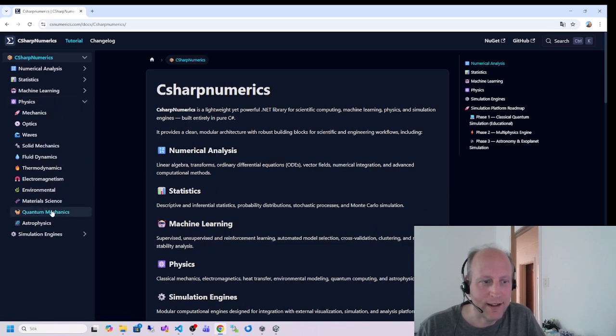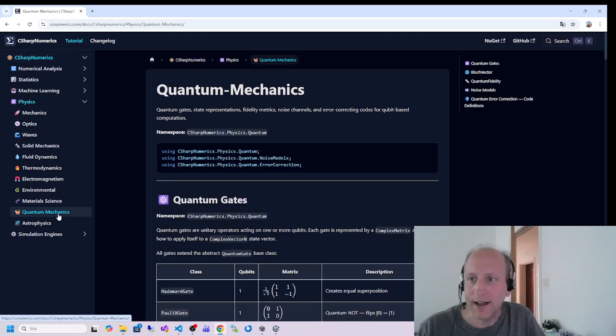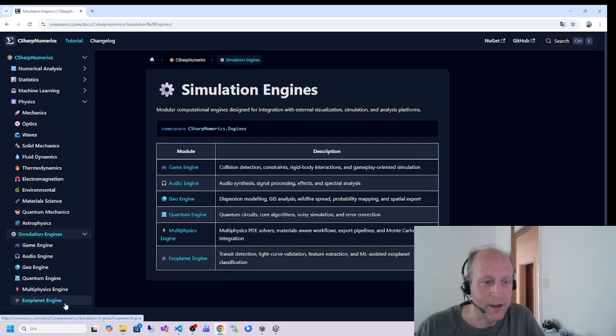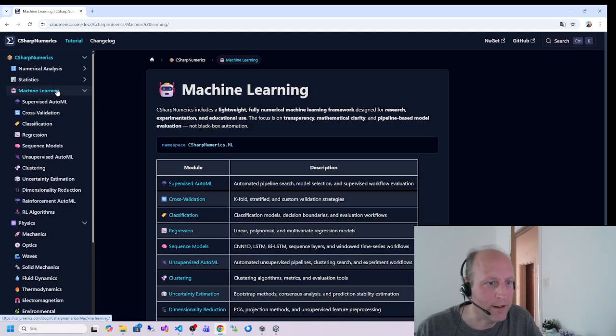I added the section quantum mechanics, and we added quantum computing gates, and I also added a new quantum engine for building quantum circuits, core algorithms, noise simulation, and error correction, and you can also use reinforcement learning on these circuits.